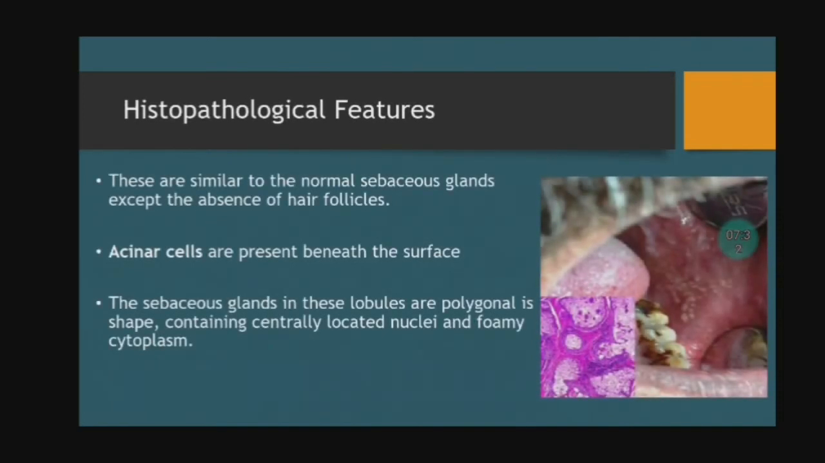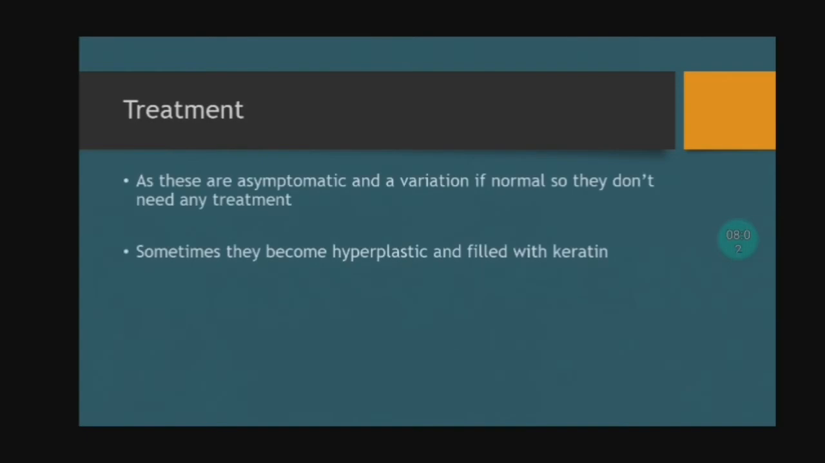Histopathological features in Fordyce granules. These are similar to the normal sebaceous glands except for the absence of hair follicles. Acinar cells are present beneath the surface. The sebaceous glands in these lobules are polygonal in shape, containing centrally located nuclei and foamy cytoplasm. The treatment. As these are asymptomatic and a variation of normal, they don't need any treatment. Sometimes they become hyperplastic and filled with keratin.